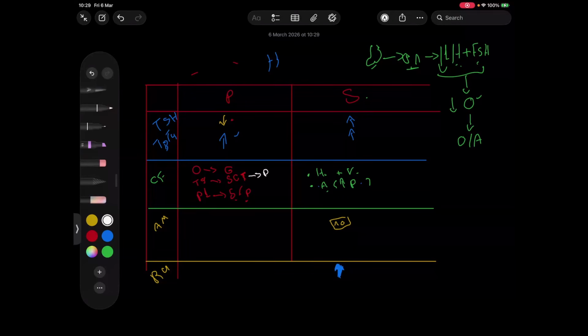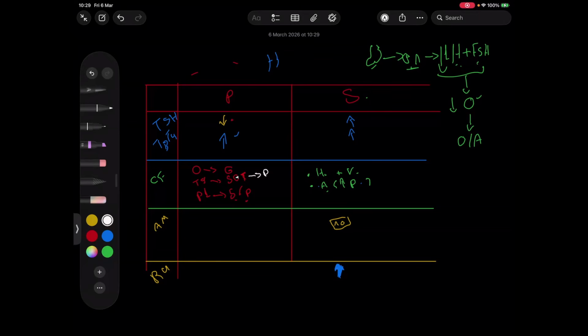What is the other name of this thyroiditis? It's painful. SGT stands for subacute granulomatous thyroiditis.